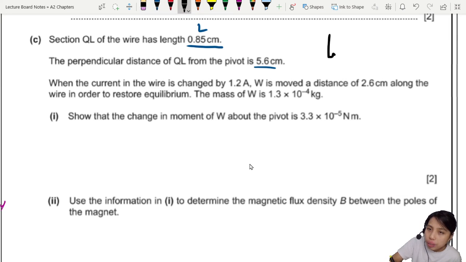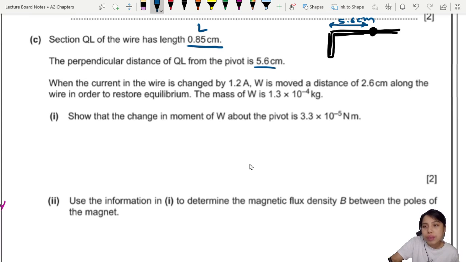Let's draw the whole wire setup again. So the side view looks something like this. Pivot is right here. Distance here is 5.6 cm. And you have another mass hanging there. This is the weight. And here is your magnetic force. What color shall I use? Purple. So I'm going to change the weight to be another color so we don't confuse ourselves. Green.